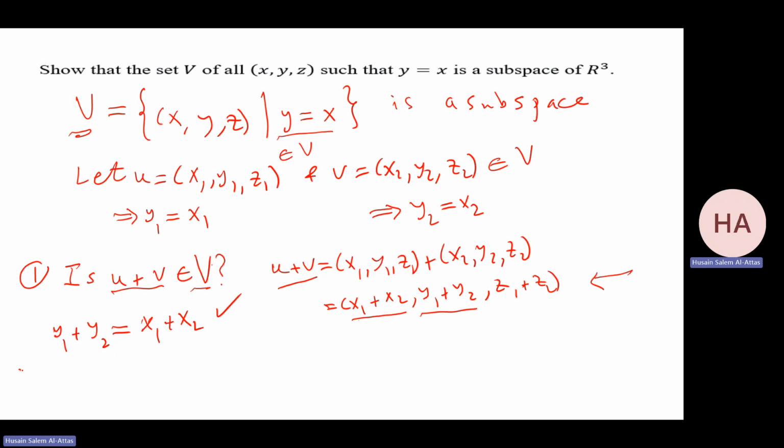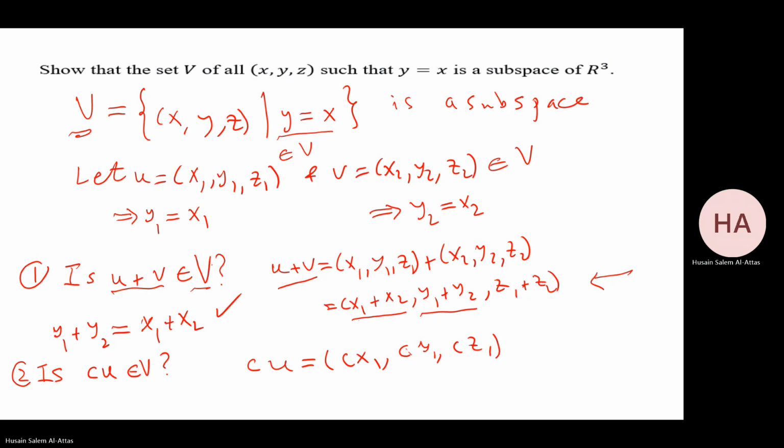Now I check the second thing. Is C times U, for any C, in V or not? What I will do is find CU. What is CU? It will be CX1, CY1, CZ1. This is the CU. Now we need to check the second component.